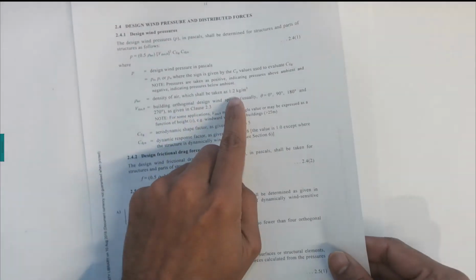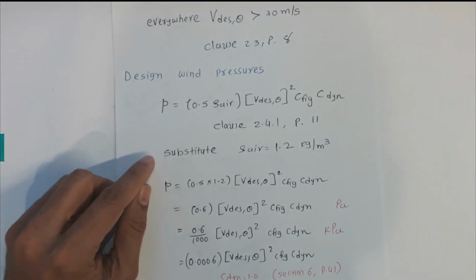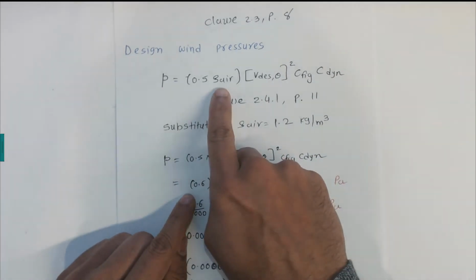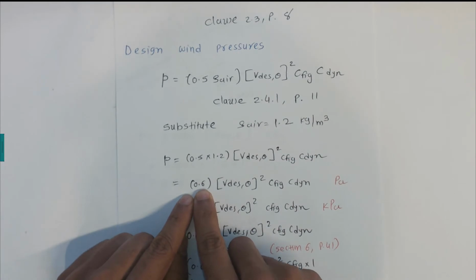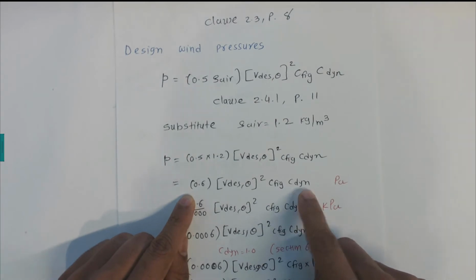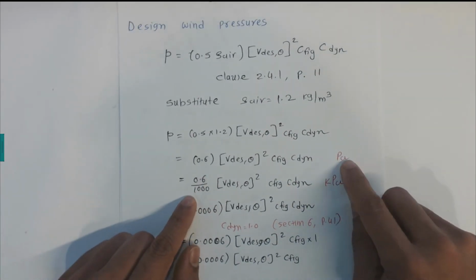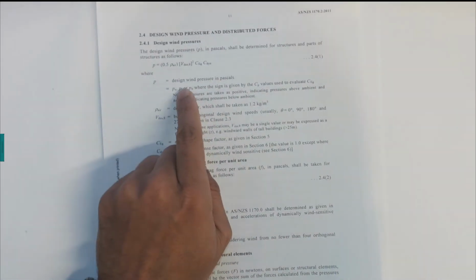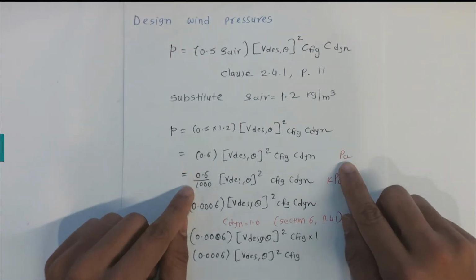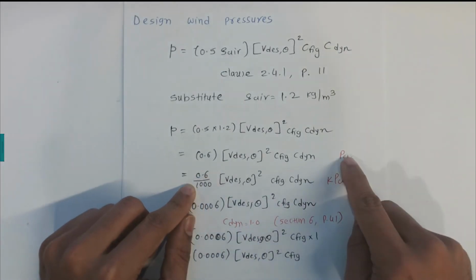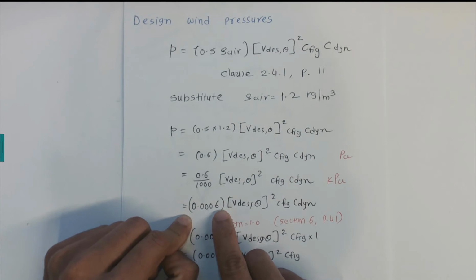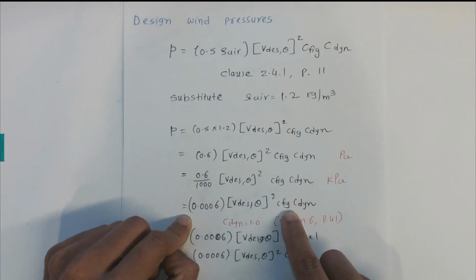The density of air is given as 1.2 kg per meter cubed, so we substitute 1.2 in this equation, and I get 0.6 times the design wind speed squared times the aerodynamic shape factor times the dynamic response factor. That is the answer in pascals, because the Australian standard gives pressure in pascals. Dividing 0.6 by 1000 converts pascals into kilopascals, and all other parameters are written the same, giving 0.0006 V design squared times C.